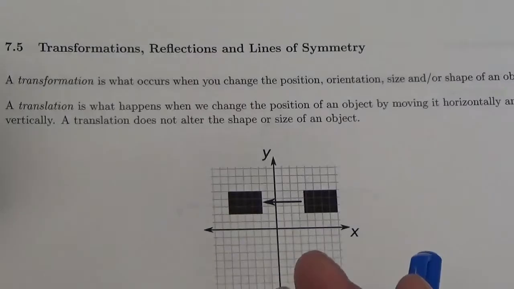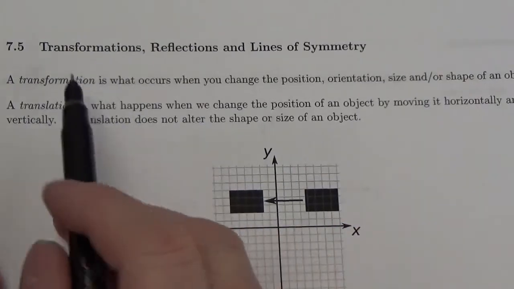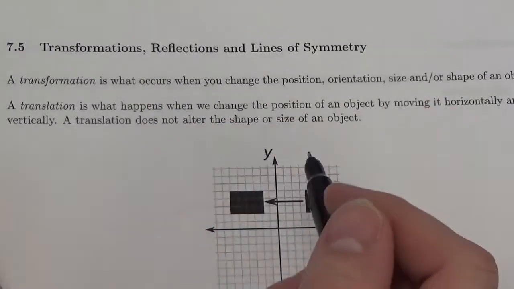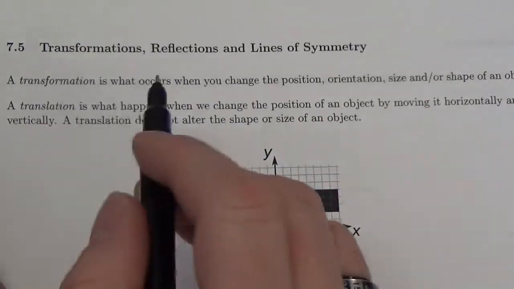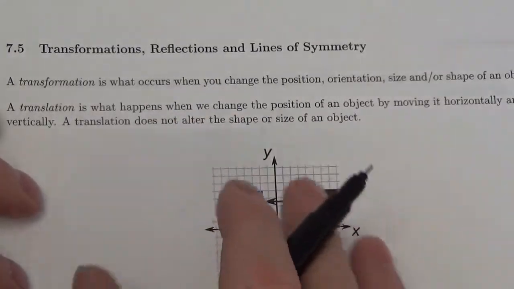Now in this part of the chapter that we're working through, the material takes a bit of a different twist. We're kind of going off in a different direction. We're going to take a look at transformations, and then we're going to look specifically at reflections and lines of symmetry as well. But specifically transformations, and in this particular lesson, translations.